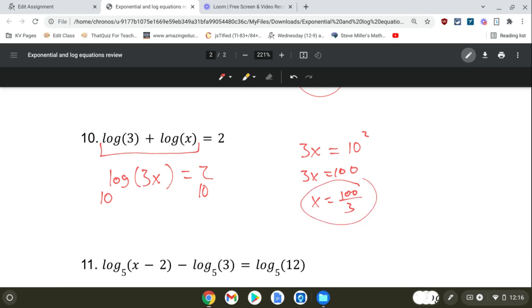So what I was doing here on this one, because it was just a common log, my base was 10, so I did 10 to this power is equal to 3x, right? I was writing it in exponential form.